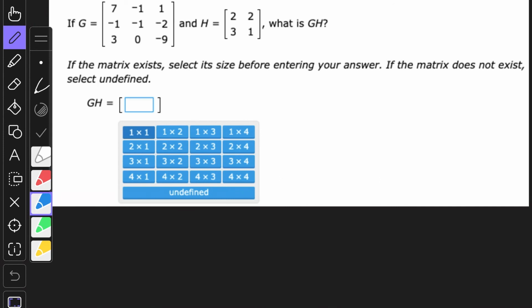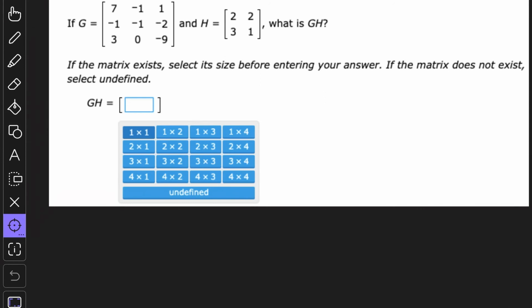All right, so here's the next kind of way they're categorizing the problems. They say, here's matrix G, here's matrix H, what's GH? So implying, G times H. And then here, if the matrix exists, select its size before entering your answer. So we're going to have to pick one of these buttons here to say how big the answer should be. So we've been talking about that. And if we can't do the math, then we'll select undefined.